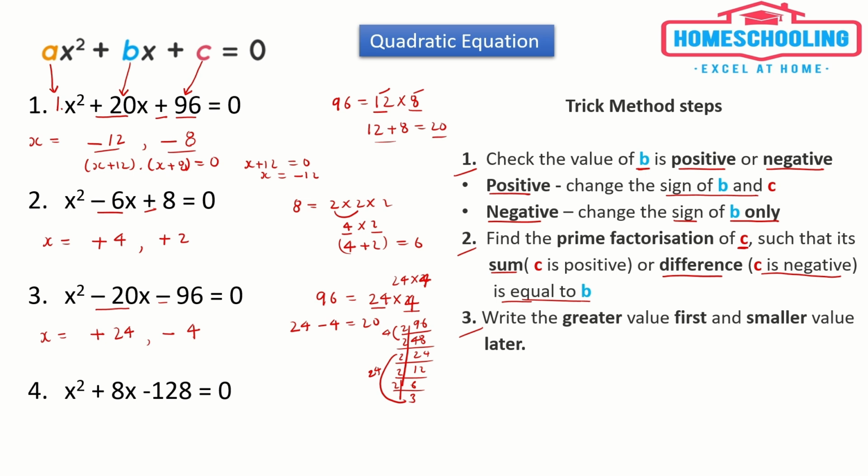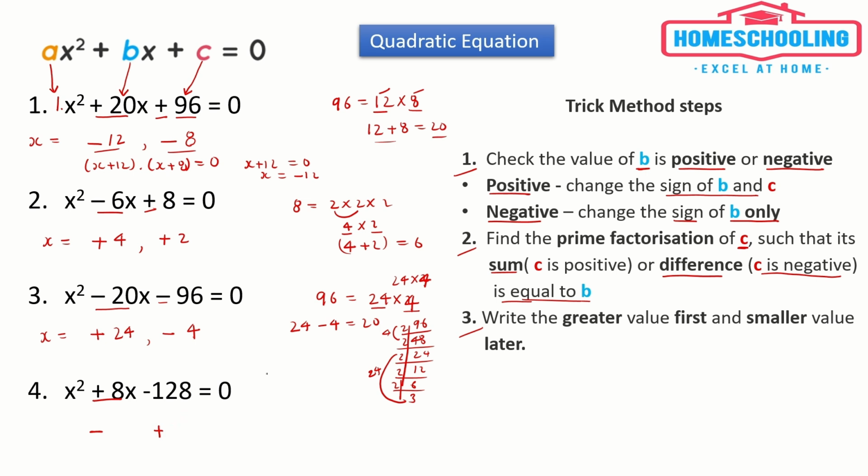Now let's come to question number 4. The quadratic equation is x squared plus 8x minus 128 is equal to 0. In the first step, we will check whether the value of b is positive or negative. The b value is positive 8, so we will change the sign of b and c. b was positive, so the sign will be negative, and c is negative, so the sign will be positive.